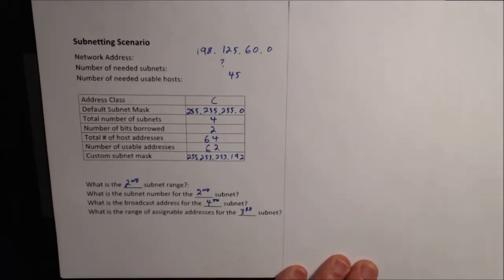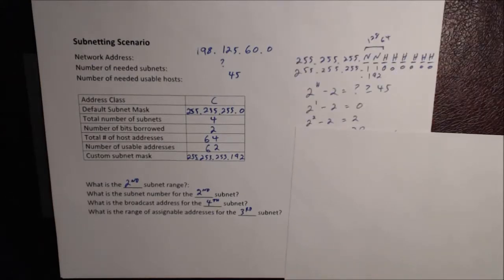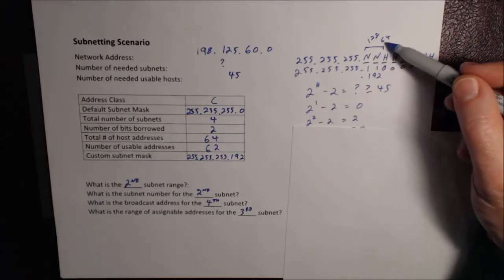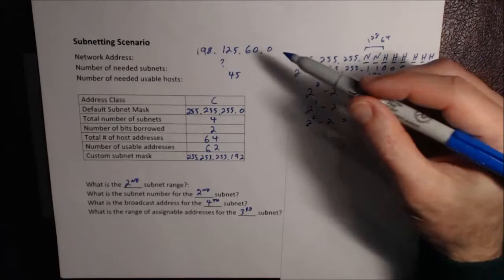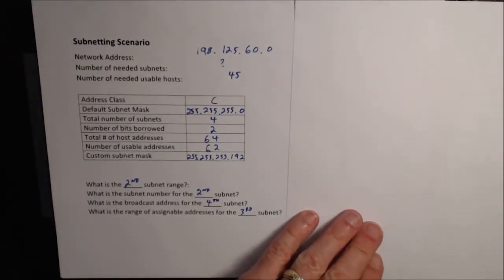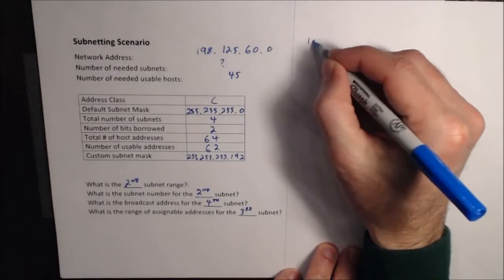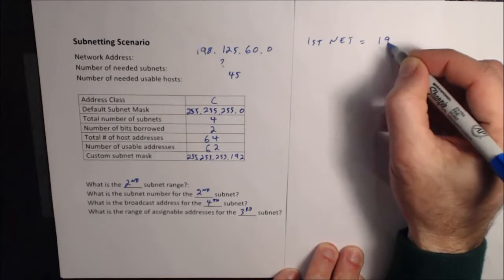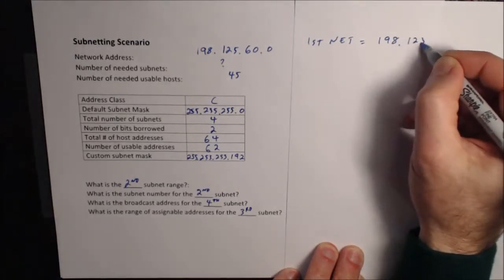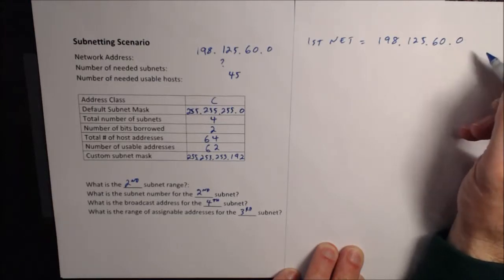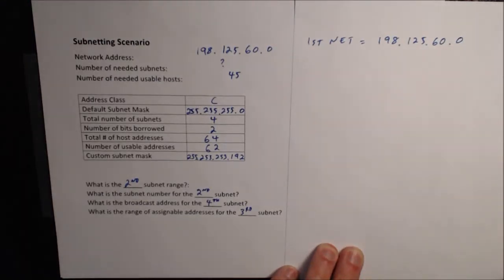Well, if we look at this here, we know that our last network bit, the second one in this case, has a value of 64. We start off with our network address of 0. So our very first network is 198.125.60.0.